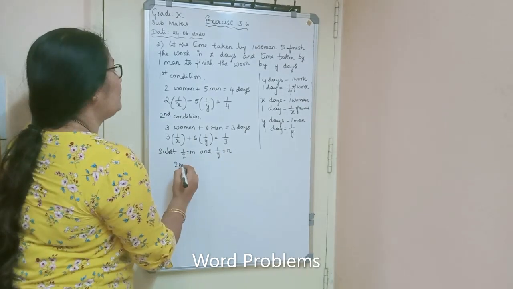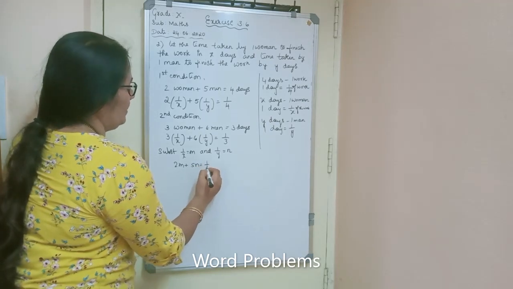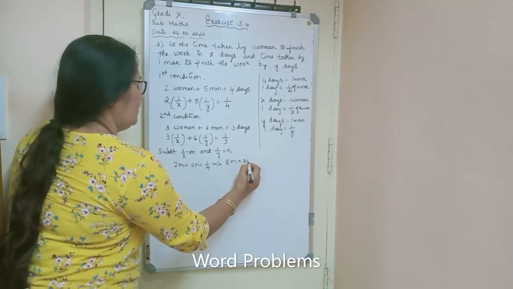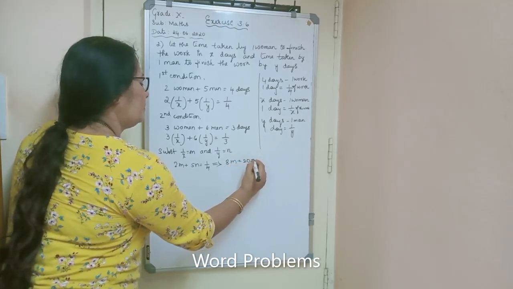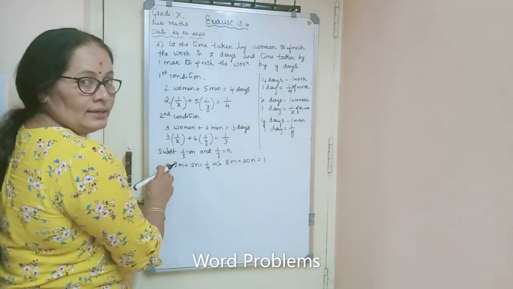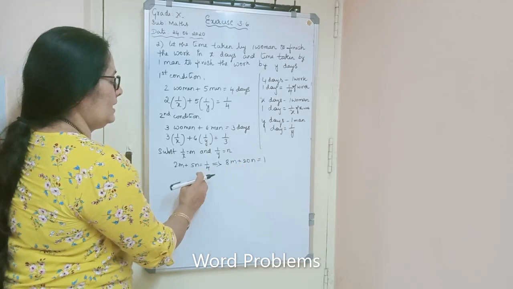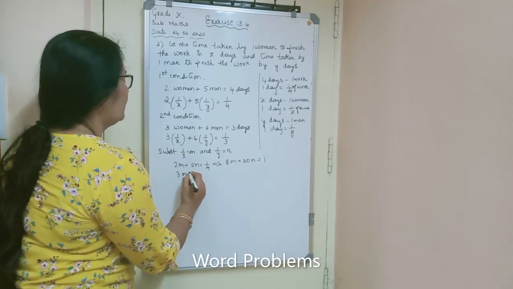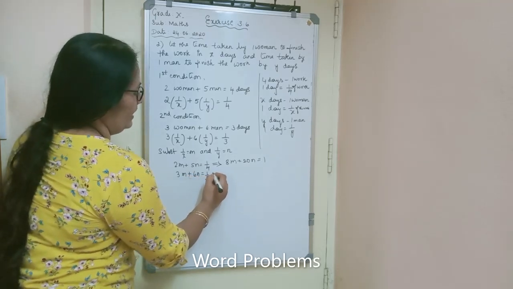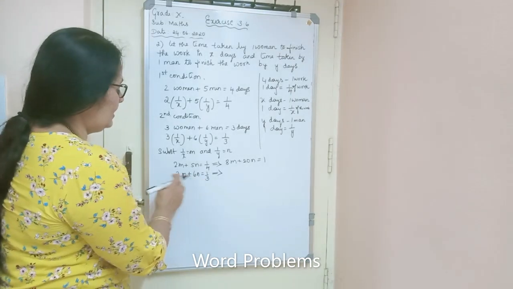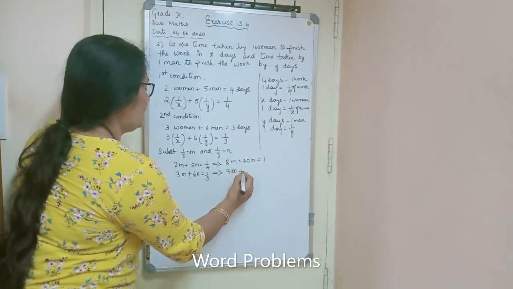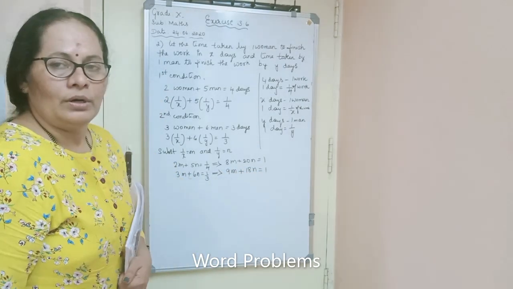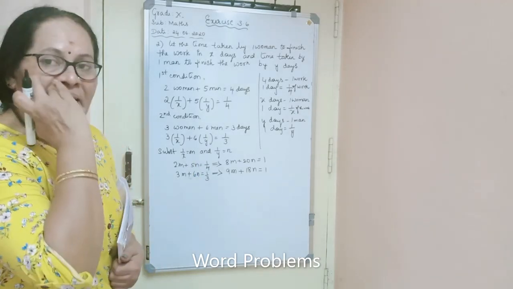Then you will get 2m plus 5n equals 1 by 4. If you cross multiply, 8m plus 20n equals 1. So 4 2s are 8, 4 5s are 20n equals 1. And the second equation is 3m plus 6n equals 1 by 3. Cross multiply: 3 into 3 is 9m plus 3 into 6 is 18n equals 1. Now we got two equations. Solve for m and n now.